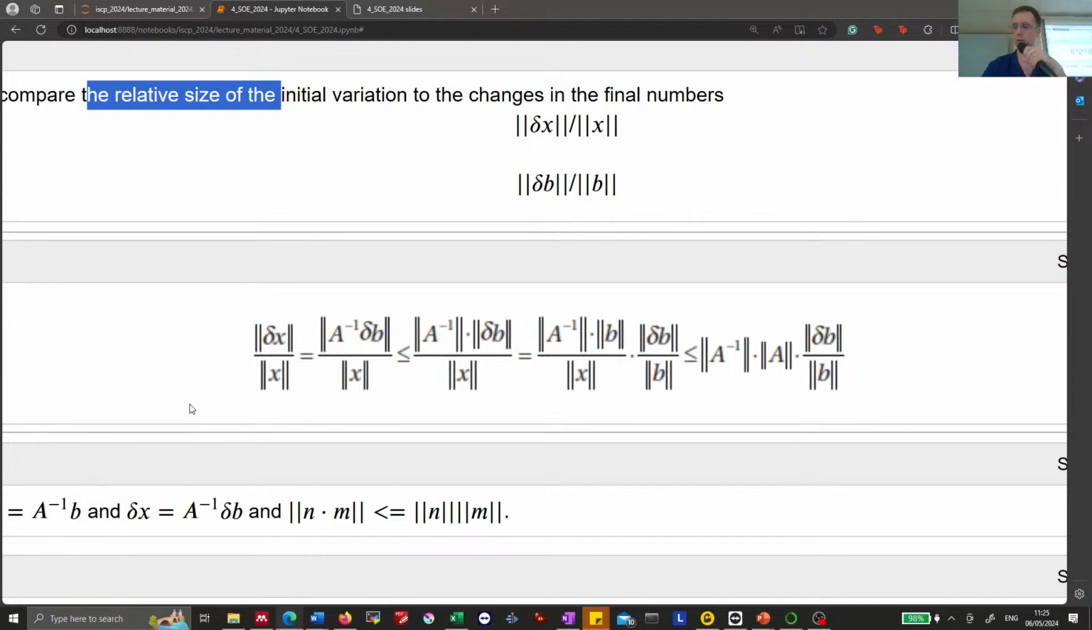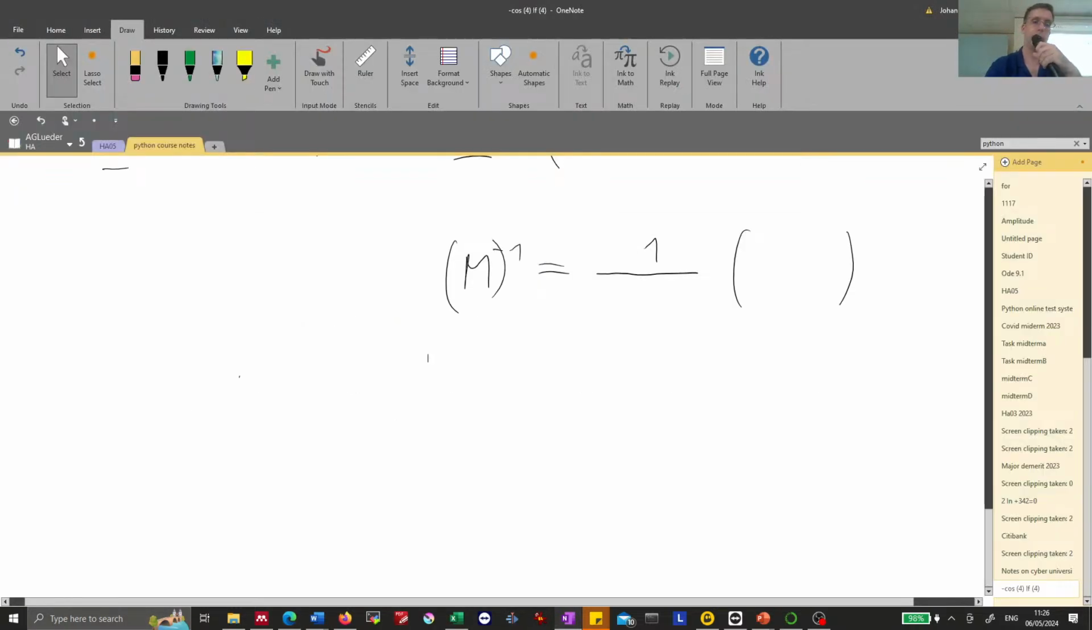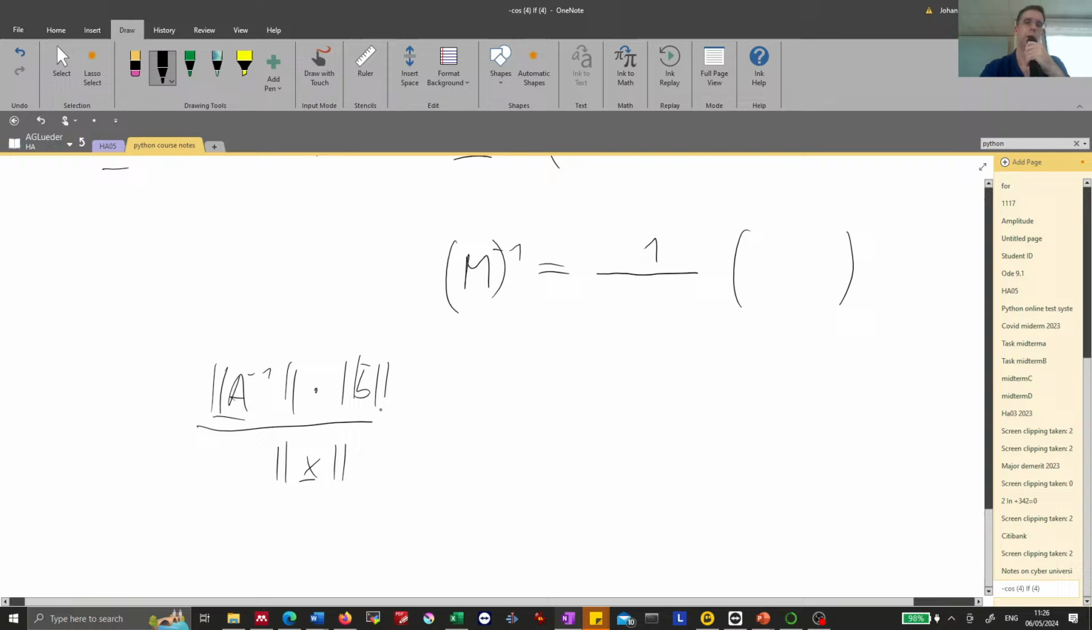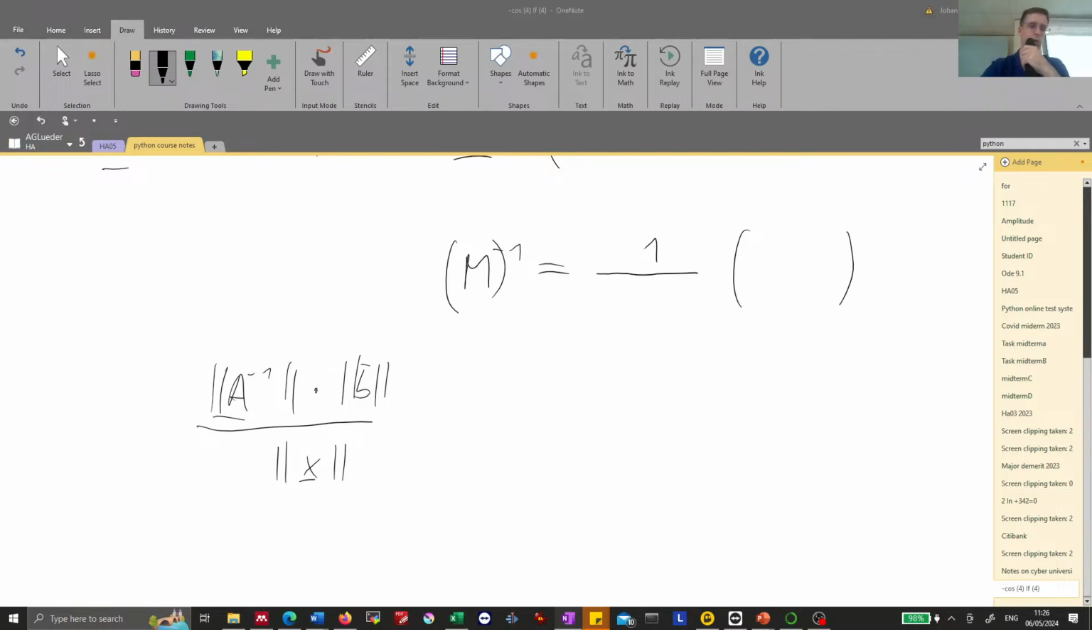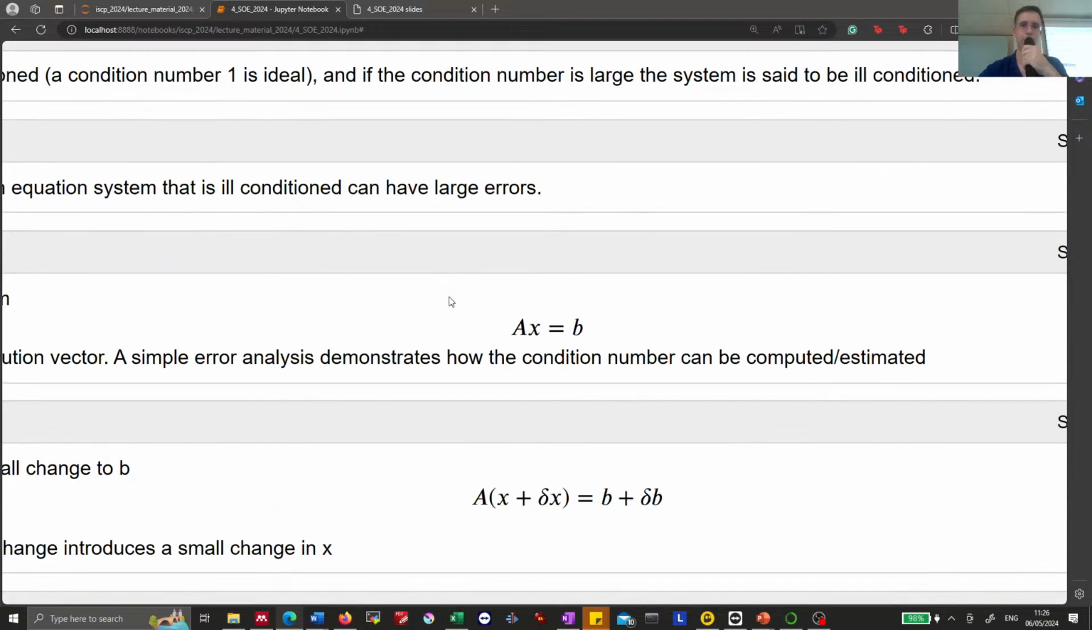No? Okay. There's a question. So we are here. A inverse times b divided by x. So we have the norm of A inverse times b divided by x. Right? But A inverse times b is just what we had over here.